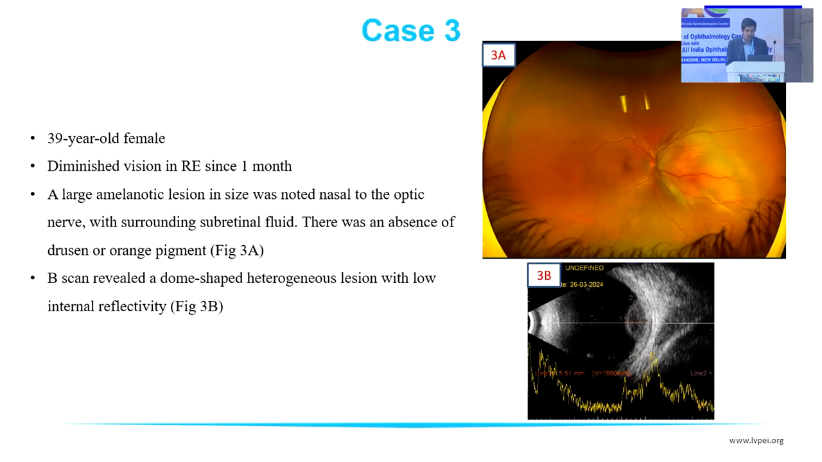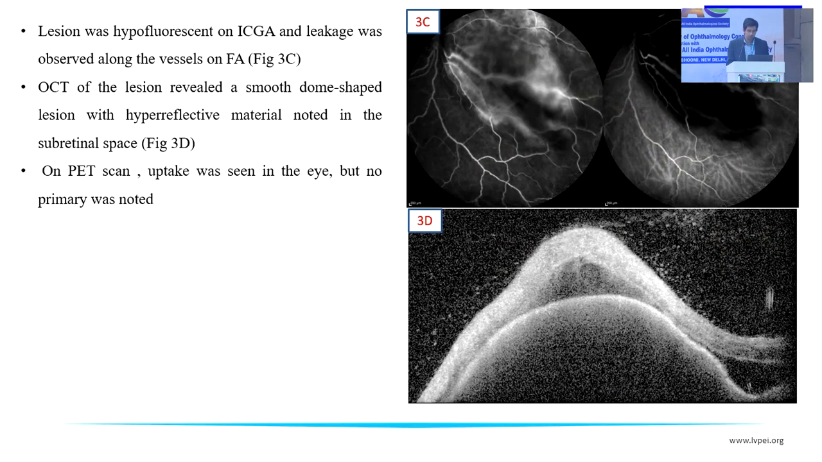Case 3 was a 39-year-old female with complaints of diminished vision in the right eye since 1 month. A large amelanotic lesion was noted nasal to the optic disc with surrounding subretinal fluid. There was an absence of drusen or any orange pigment clinically. B scan showed a dome-shaped heterogeneous lesion with very low internal reflectivity. The lesion was hypofluorescent on ICGA, but there was leakage along the vessels on FFA, and OCT of the lesion revealed a smooth dome-shaped lesion with hyperreflective material in the subretinal space.